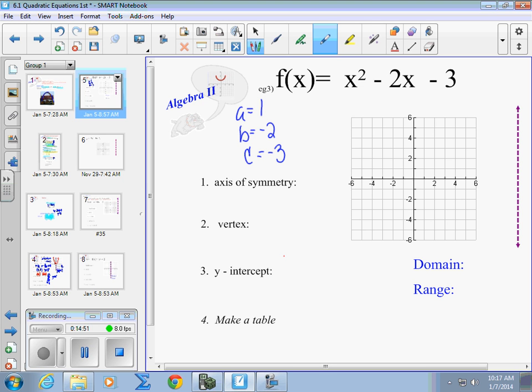The axis of symmetry is x equals negative b over 2a. So x is negative of negative 2 over 2 times 1. So x is equal to 1. We have an axis of symmetry at x is equal to 1.